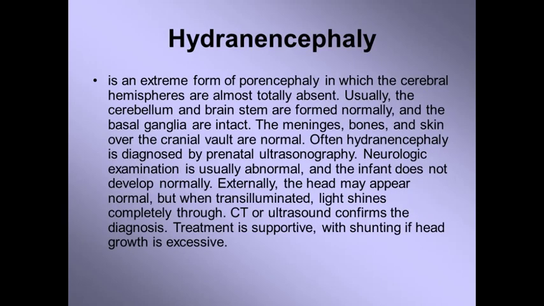Hydranencephaly is an extreme form of porencephaly in which the cerebral hemispheres are almost totally absent. Usually the cerebellum and brain stem are formed normally and the basal ganglia are intact. The meninges, bone, and skin covering the cranial vault are normal. Often hydranencephaly is diagnosed by prenatal ultrasonography. Neurological examination is usually abnormal and the infant does not develop normally. Externally the head may be normal, but on transillumination the light shines completely through. CT or ultrasound confirms the diagnosis.